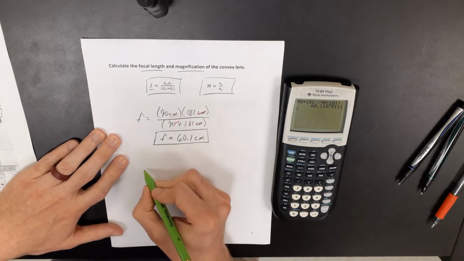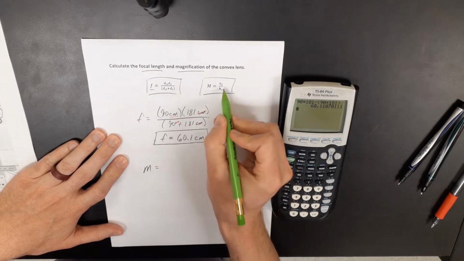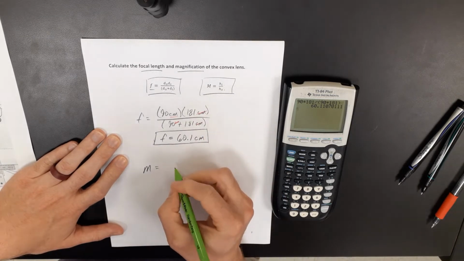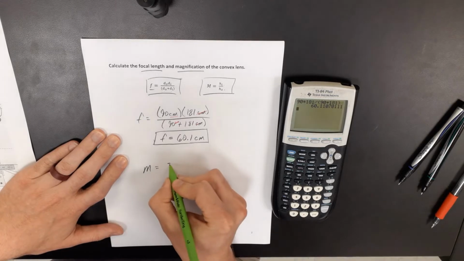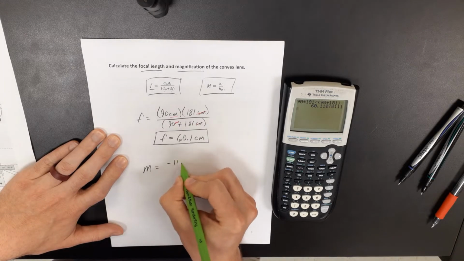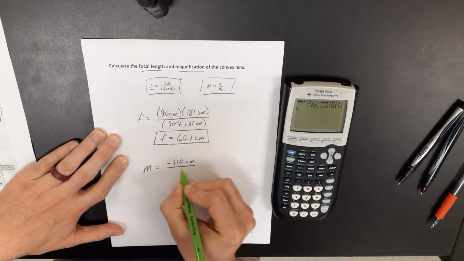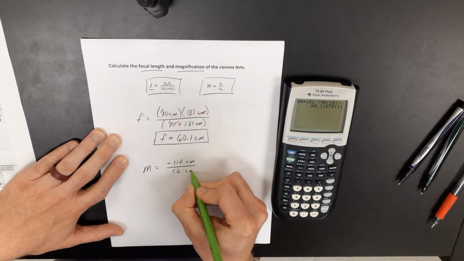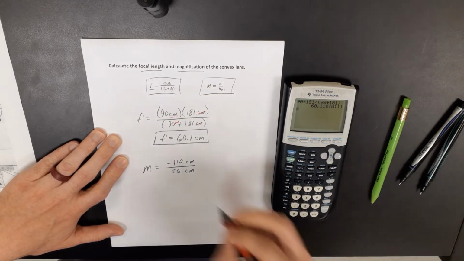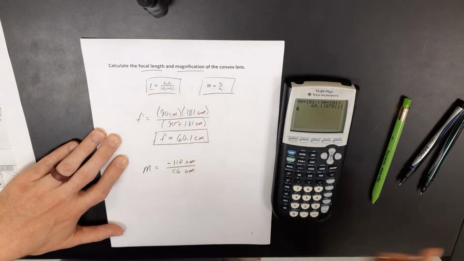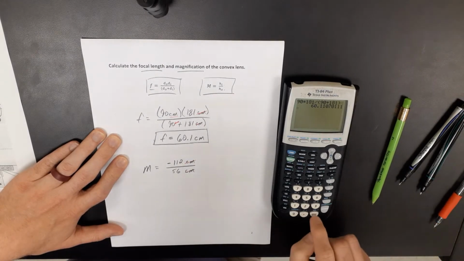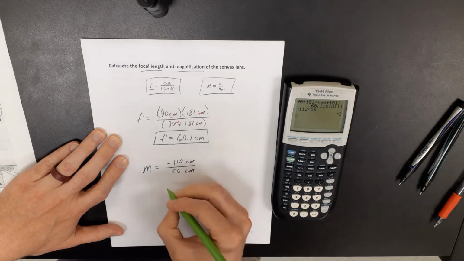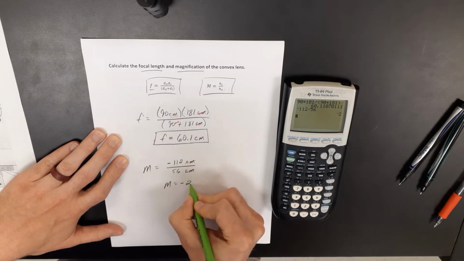Now calculate the magnification. Magnification is the height of the image divided by the height of the object. So our pencil ended up being upside down, it was inverted. So it had a height of negative 112 centimeters. The object, the original pencil, was 56 centimeters. These centimeters are going to cancel out. And so if I do negative 112 divided by 56, I get a magnification of -2.